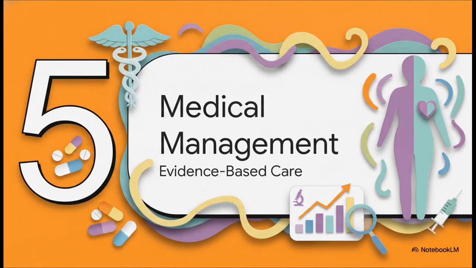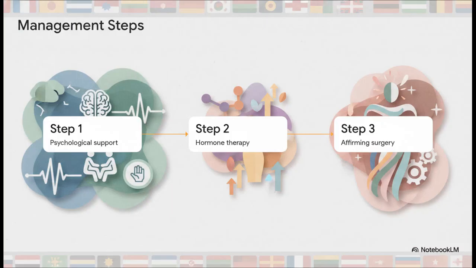Finally, let's wrap up with Section 5, Evidence-Based Medical Management. So how do physicians actually treat gender dysphoria today? Well, management in modern medical practice is highly individualized and super multidisciplinary. It's guided by international standards of care and generally follows a sequence based on the patient's specific needs, their age, and of course, informed consent. This process usually starts with psychological support and counseling. It can progress to gender-affirming hormone therapy and may eventually include gender-affirming surgery.